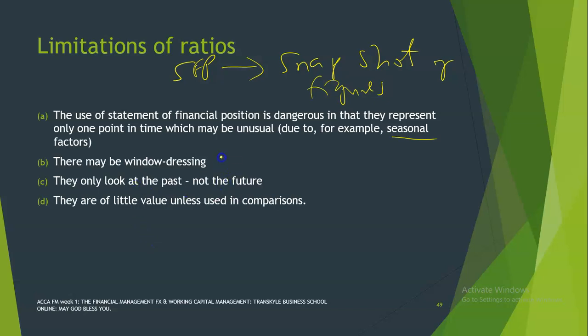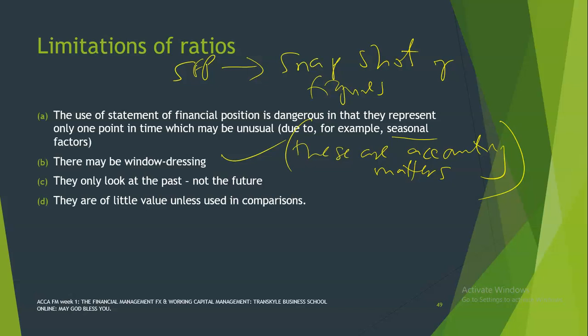There may be some window dressing. Remember, these are accounting matters. So with accounting conventions, remember when we talked of the aspect of profitability versus shareholder wealth maximization, we hinted that accountants might manipulate the figures. So this is why you see certain companies which have been reported as profitable end up being bankrupt. Why? Because profitability is not always shareholder wealth maximization.